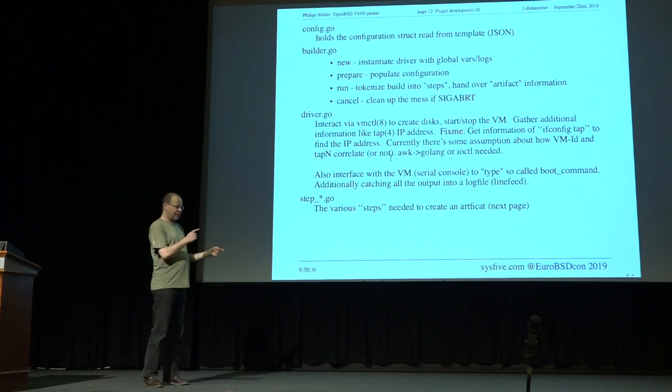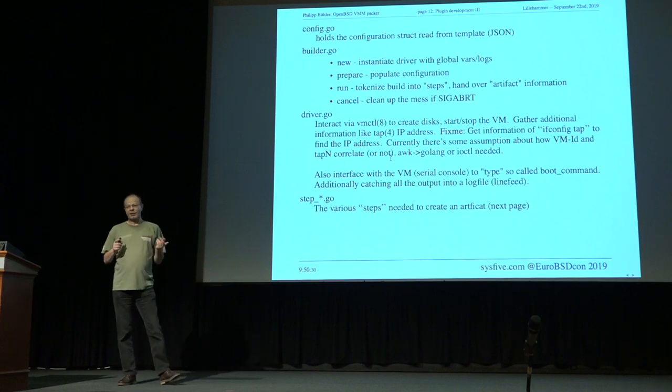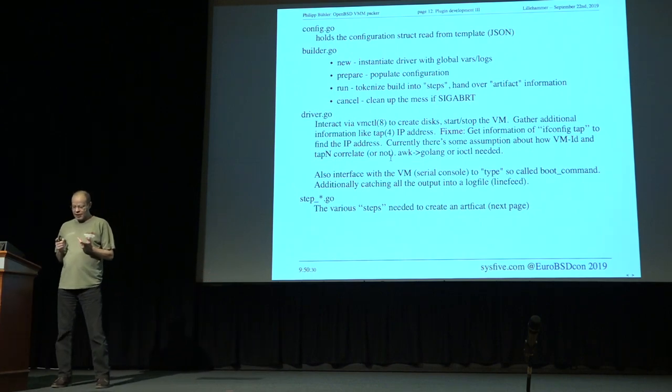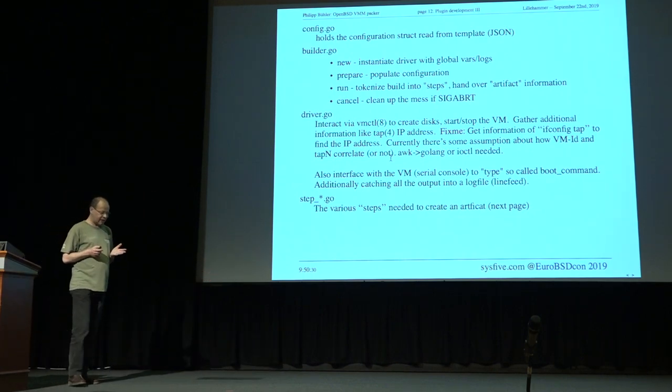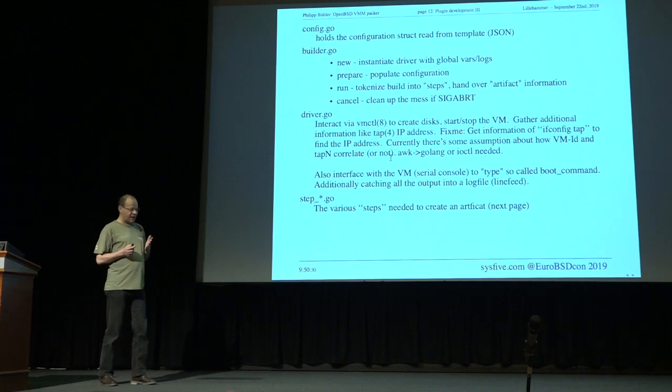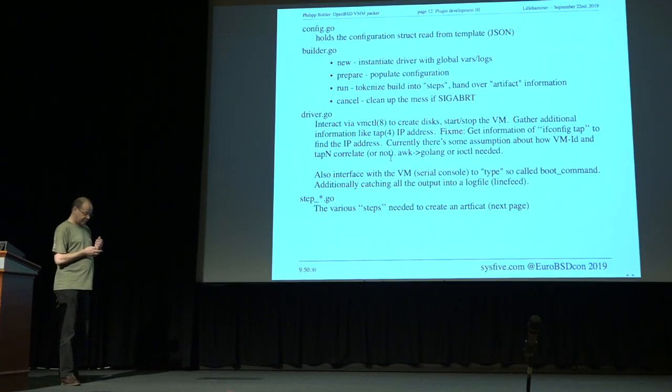And then you can have code. When this cancel comes, it's like in the C world, just having a trap handler for sig stop. So you can actually do cleanup when a cancel happens. Sig abort.